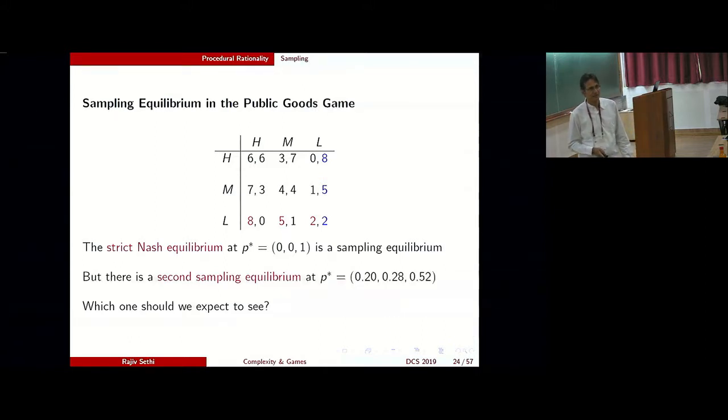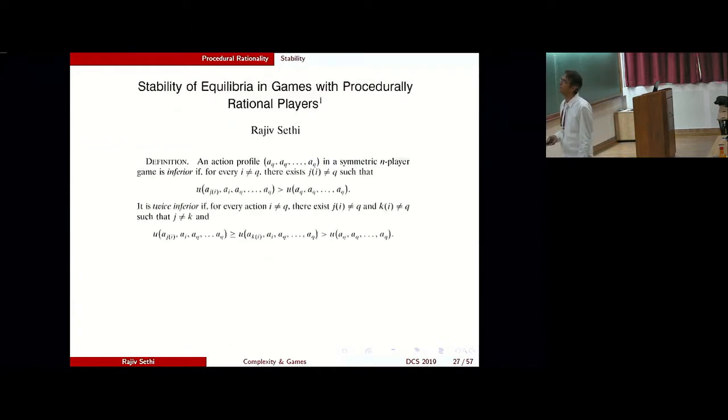The next thing that I'd like to do is to give you predictions where sampling and Nash give you very different predictions, and then compare them to experimental data. Okay, and I want to talk about a paper.